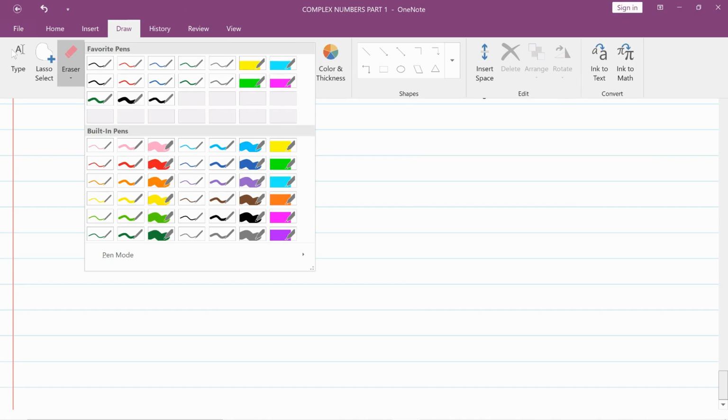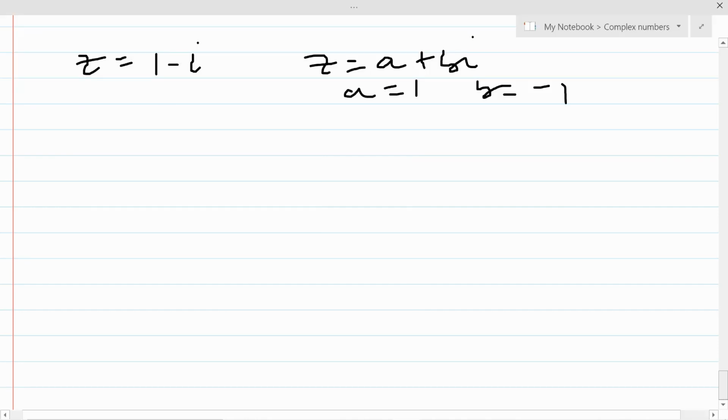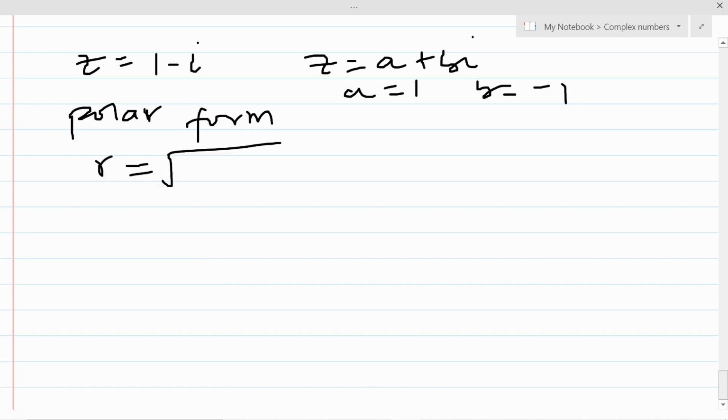Our b is what? Negative 1, okay. If that is the case, then representing the complex number given above in the polar form, we said we need what? Our r, which is equal to the square root of a squared plus b squared, and our theta, which is equal to tan inverse of a over b, okay.